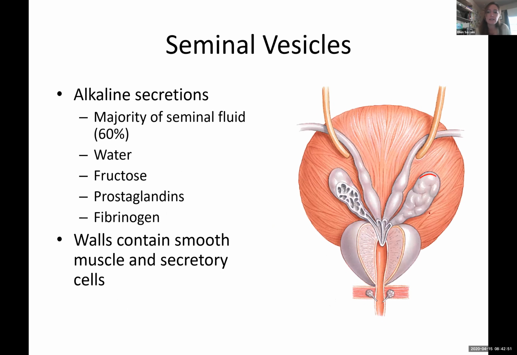So we already talked about how seminal vesicles are located here. It's going to be the majority of seminal fluid, of ultimately what is contributing to semen. What does it have in it? Water, so that gives it the fluid component. Fructose is like glucose, what's providing energy to the mitochondria. So this is where the mitochondria get activated.